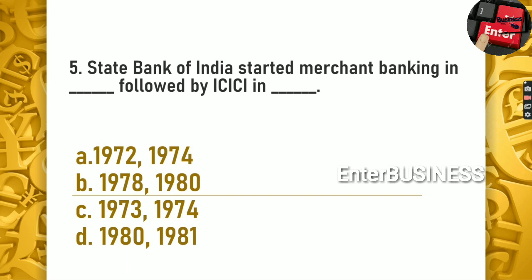And the next one is, State Bank of India started merchant banking in dash followed by ICICI in dash. So we should find the two correct years. Option A 1972 and 1974. Option B 1978 and 1980. Option C 1973 and 1974. Option D 1980 and 1981. So the correct answer is option C, 1973 and 1974.